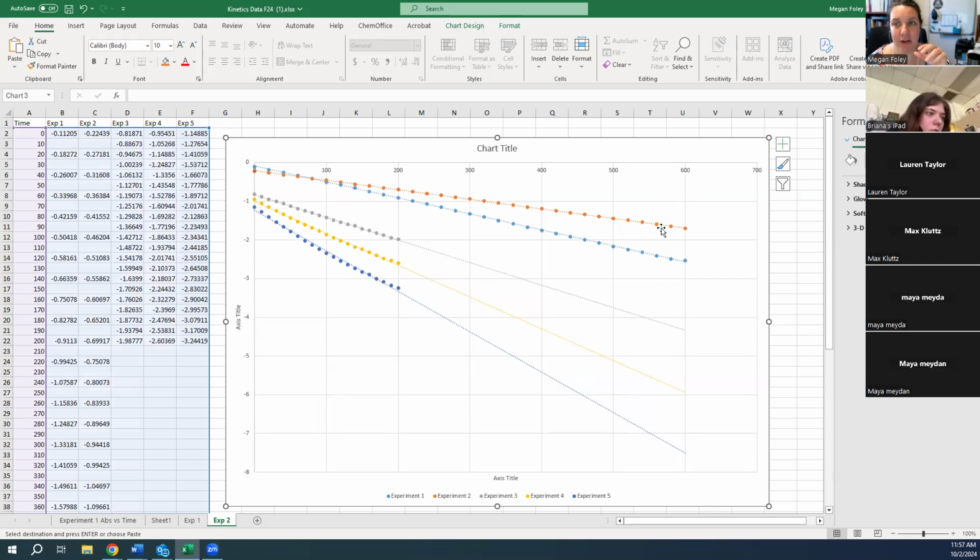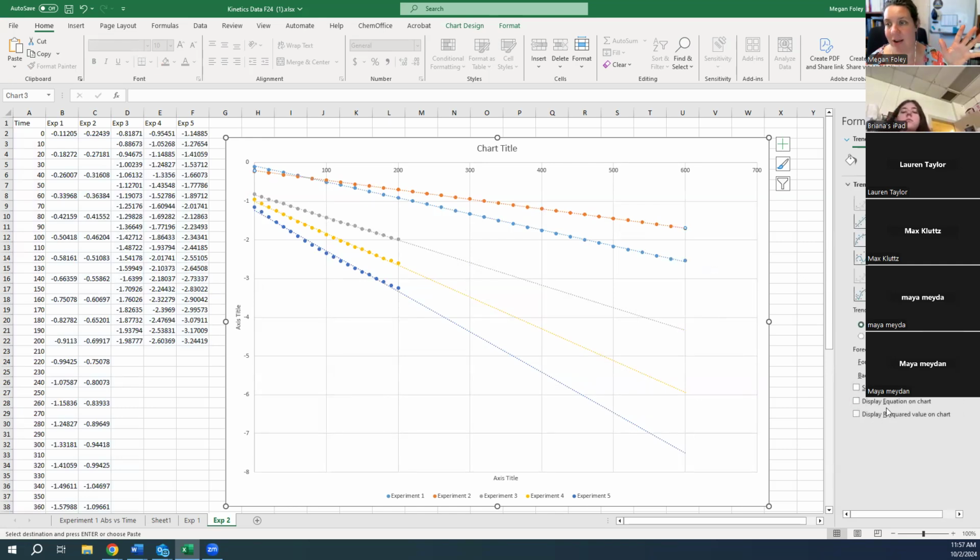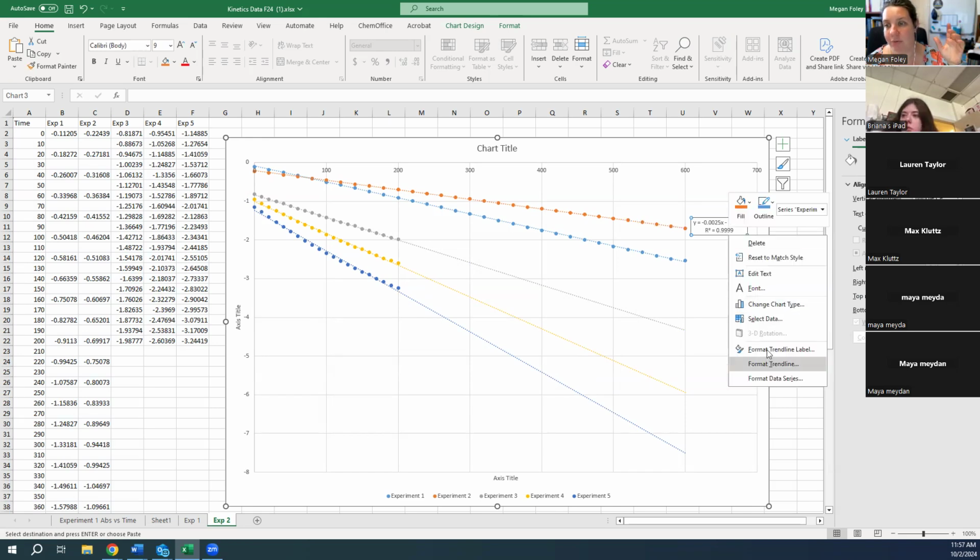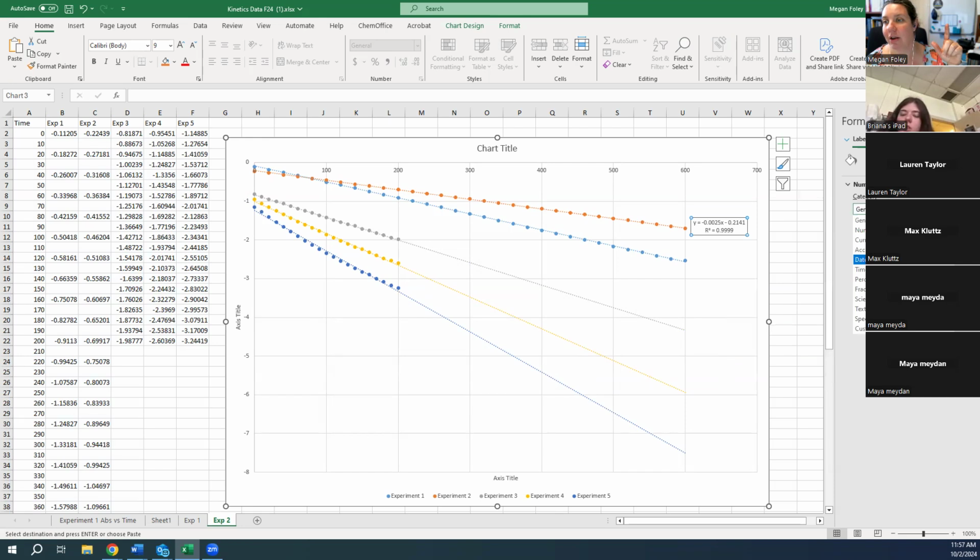We will also need to go to each of these trend lines. This is the biggest pain. We have to go to each of these trend lines, format the trend line, equation, R squared value. In addition to that, we will need to edit those, format trend line label, and convert them into scientific notation with 4 decimal places, like so.